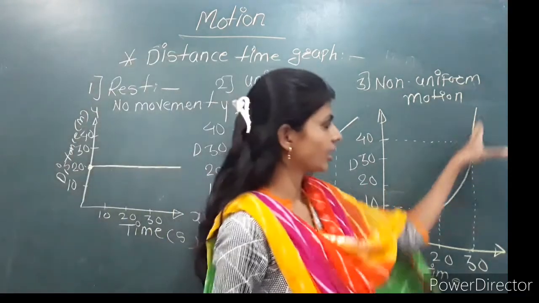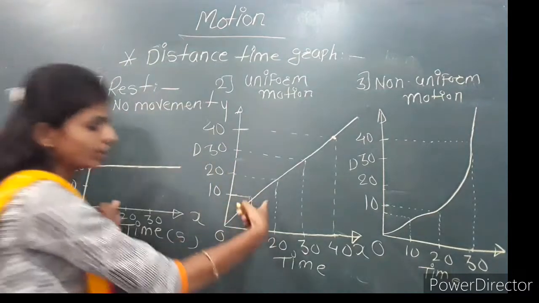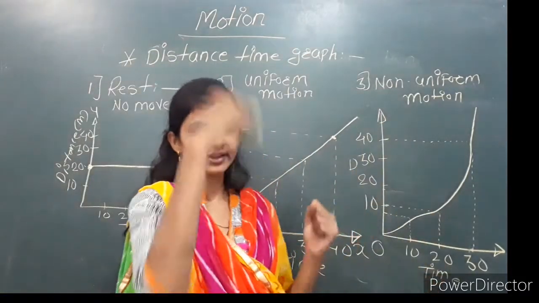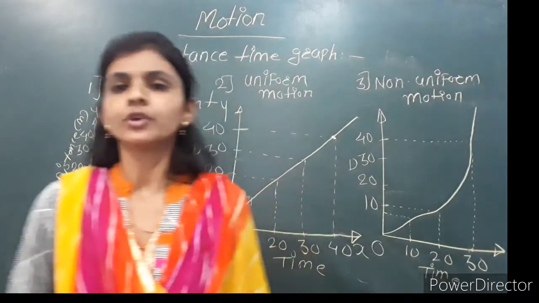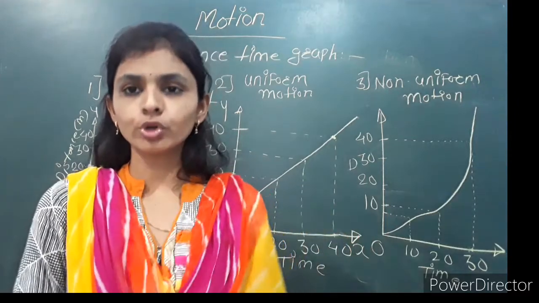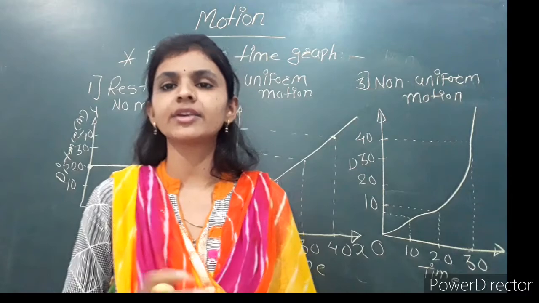Okay, like this way, a curve graph we will get. So at rest position there is no movement. In uniform motion we will get the straight line, and in non-uniform motion we will get a curve. So all these things are related with motion, all related with the distance time graph.